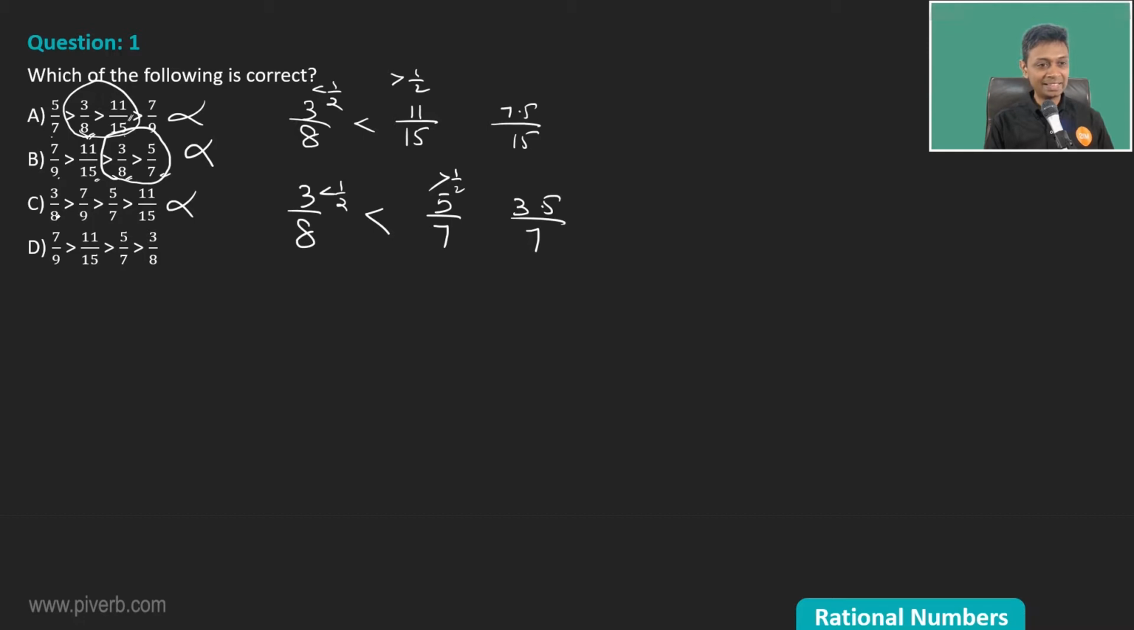3 by 8 is less than half. 7 by 9 is more than half. Of these four fractions, 3 by 8 has got to be the smallest. So this is the right choice, but you can still make sure of this if you so choose to. Right now I've eliminated these three.